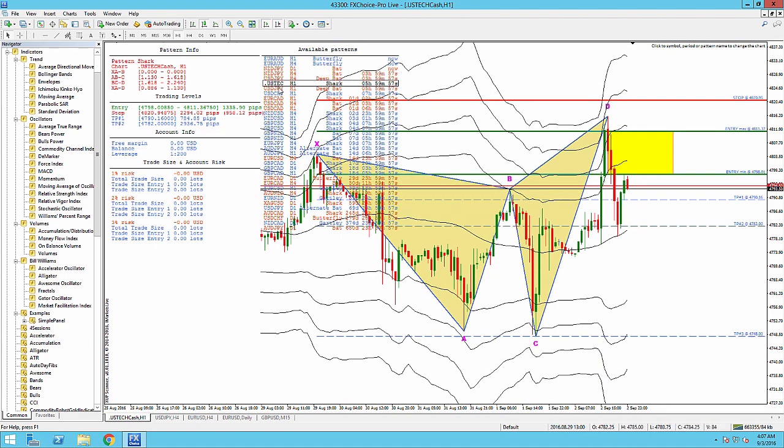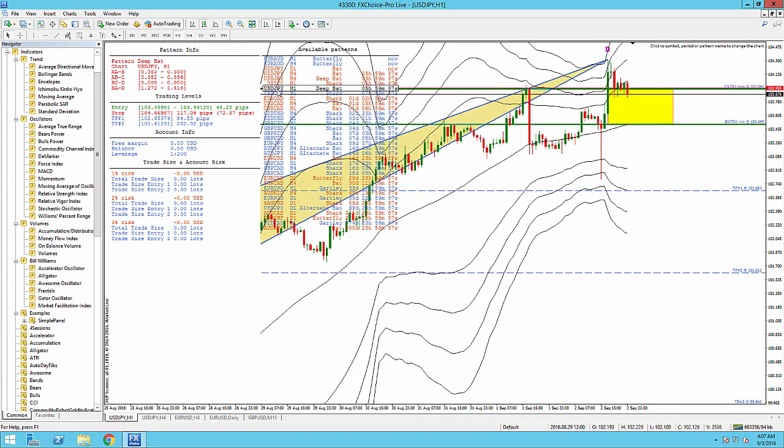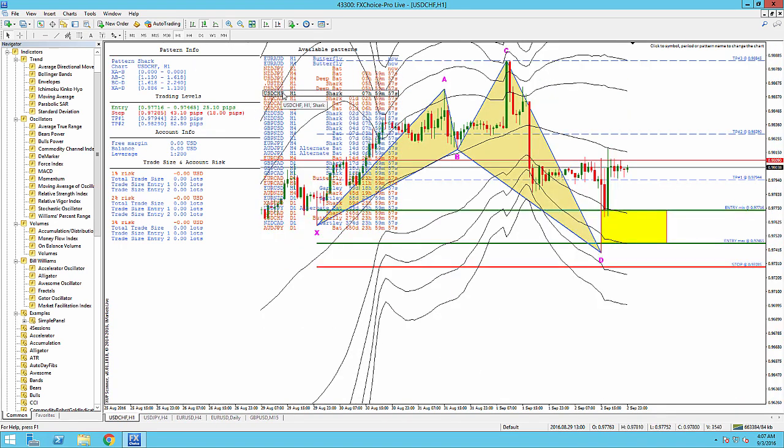Here's a good example. Whatever this is, U.S. Tech. It looks like Nasdaq. Nope, that's not a good example. Let's see if we can find anything else. I'm not sure if we'll be able to, but maybe we'll try.